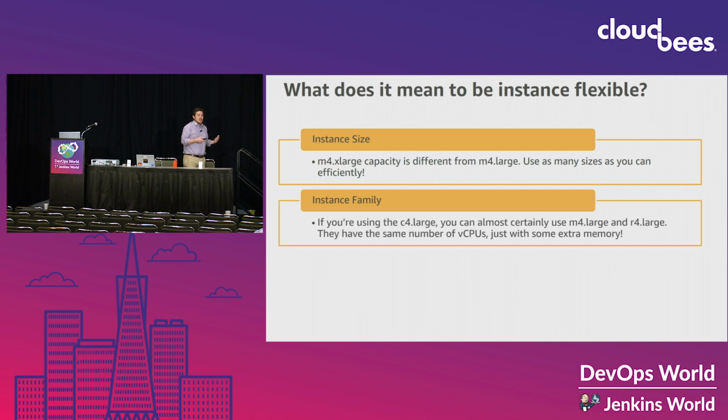Instance families, this one is pretty obvious. Hopefully everyone can work this one straight out, that M5 and M4 have completely different chipsets. So they're obviously different capacity pools as well. So maybe if you're using the M4 extra large now, you could also consider using the M5 extra large as well. It's just newer, more powerful, more recent, and that's a way that you can be instance flexible.